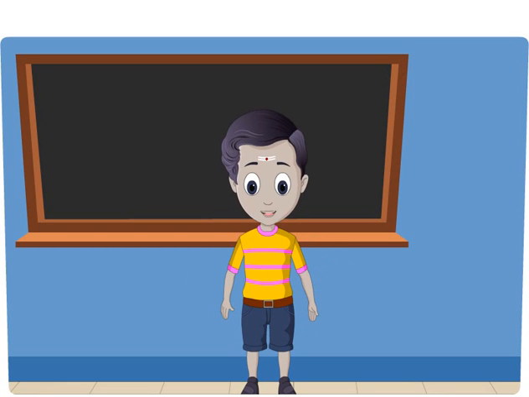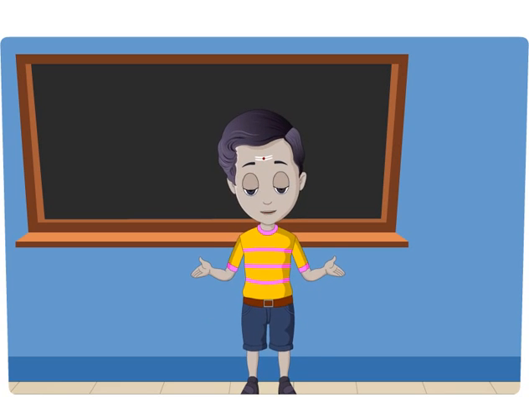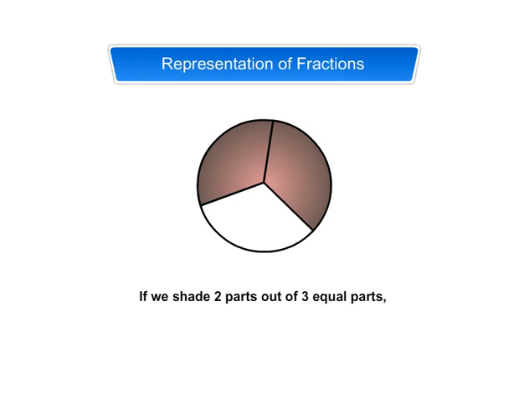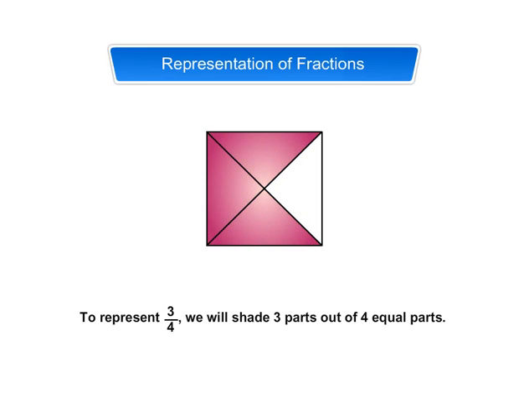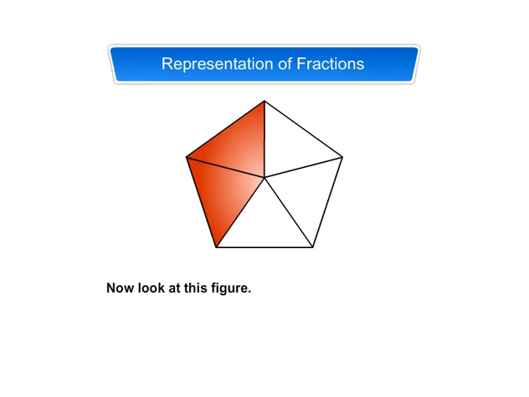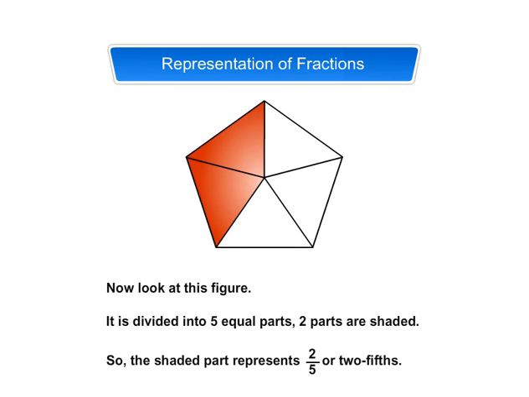Representation of fractions. Friends, do you know how can we represent a fraction? Have a look. If we shade 2 parts out of 3 equal parts, it represents 2/3. Similarly, to represent 3/4, we will shade 3 parts out of 4 equal parts. Now look at this figure. It is divided into 5 equal parts. 2 parts are shaded, so the shaded parts represents 2/5.